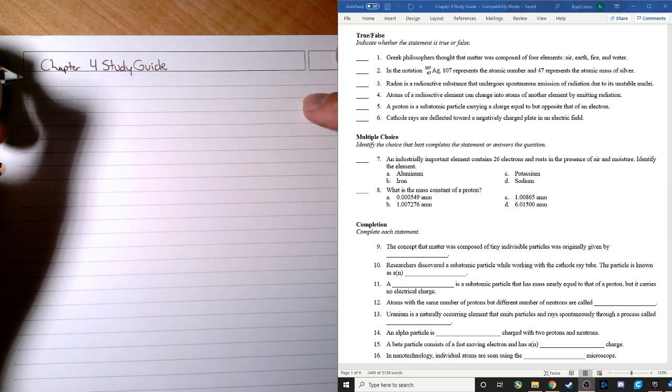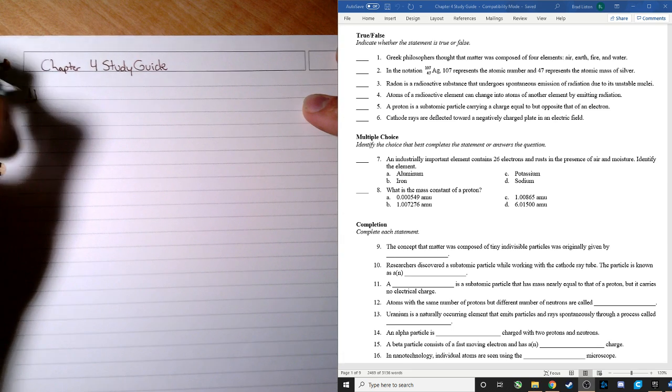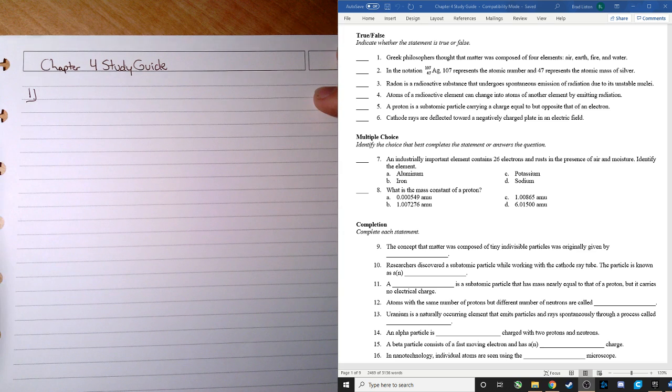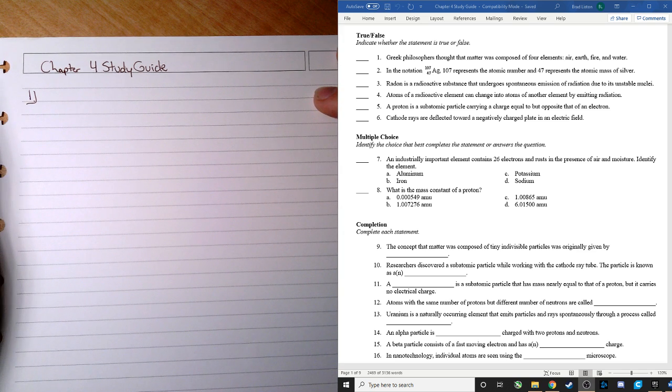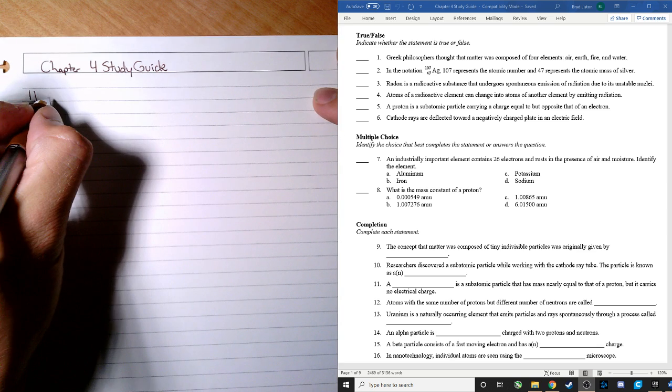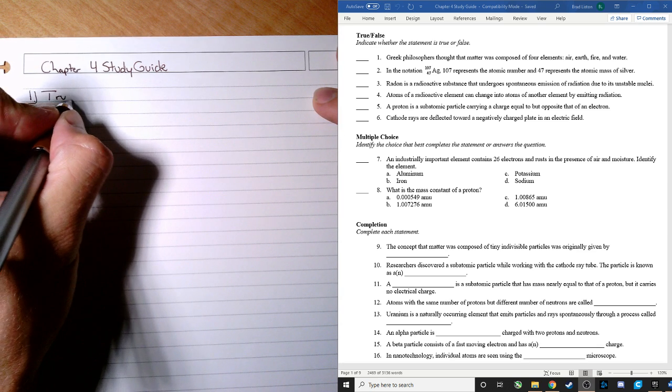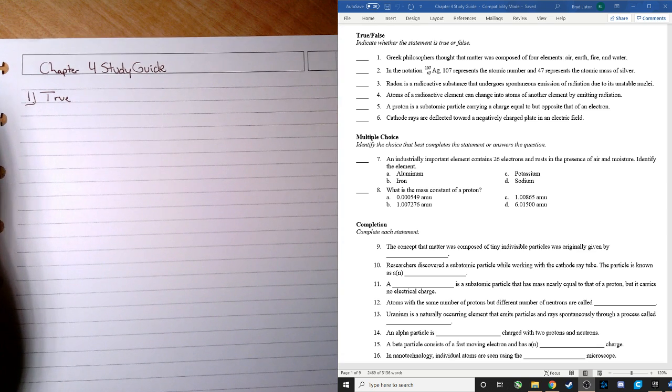Number 1 here says Greek philosophers thought matter was composed of 4 elements: air, earth, fire, and water. That is true. They did not know any better. That's what it was.